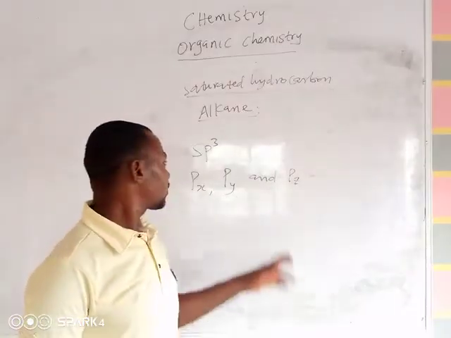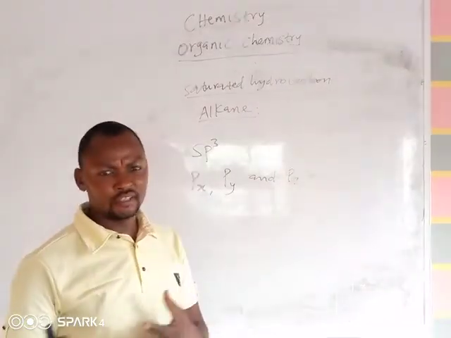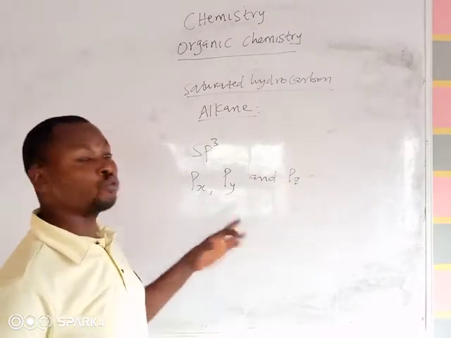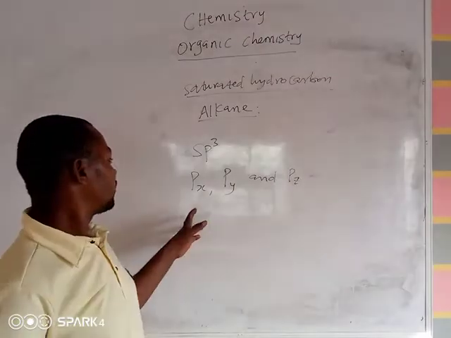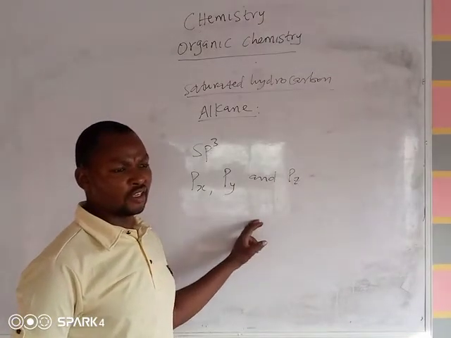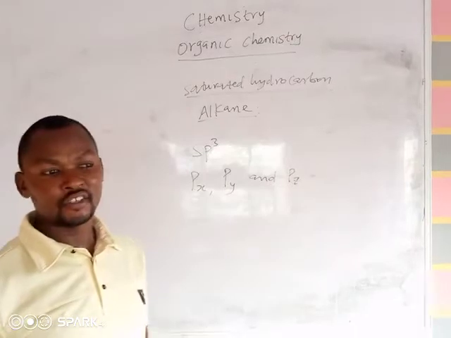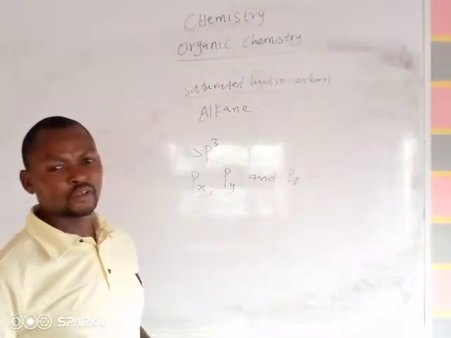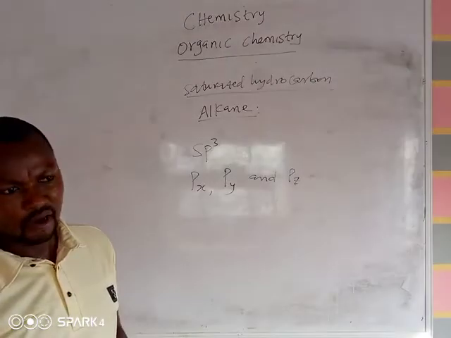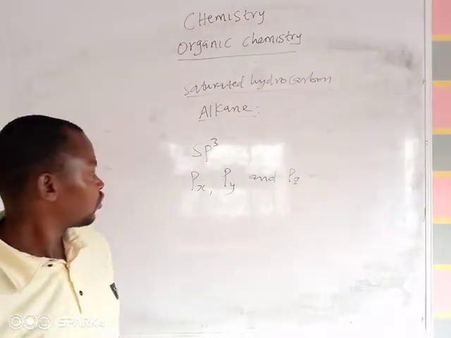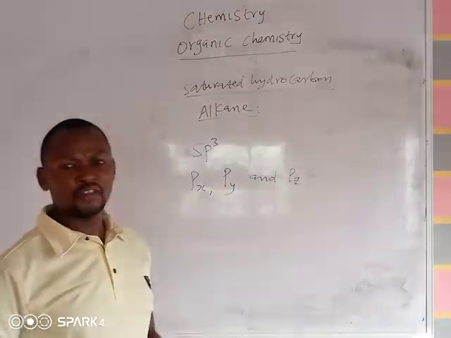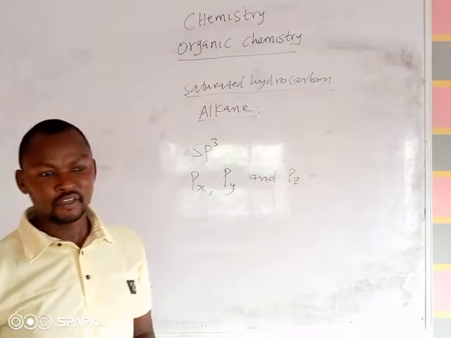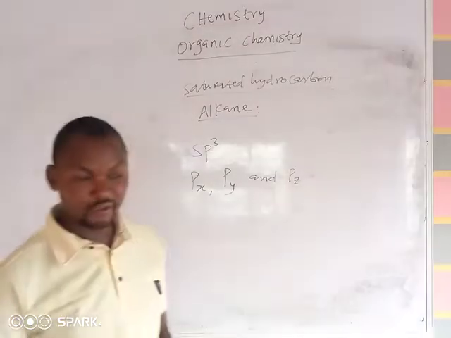So, P has 3. So we have the Px, the Py, and the Pz. Each of them is 2, and because there are 3, 2 times 3 gives us 6. And S is having 2 electrons. So the S and the P are called the orbitals. We have the d orbital, we have the f orbital. Okay? We even have the g orbital.